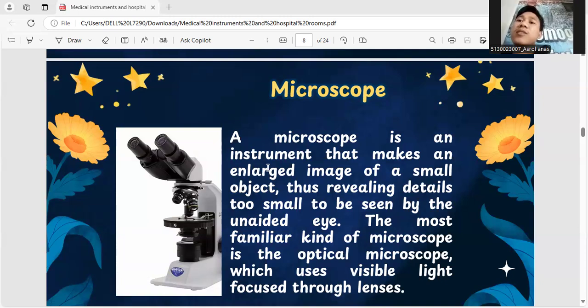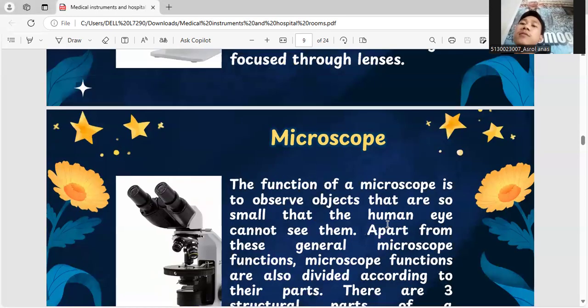And then microscope. A microscope is an instrument that makes an enlarged image of a small object. This reveals details too small to be seen by the naked eye. The most familiar kind of microscope is the optical microscope, which has visible light focused through lenses. Next.